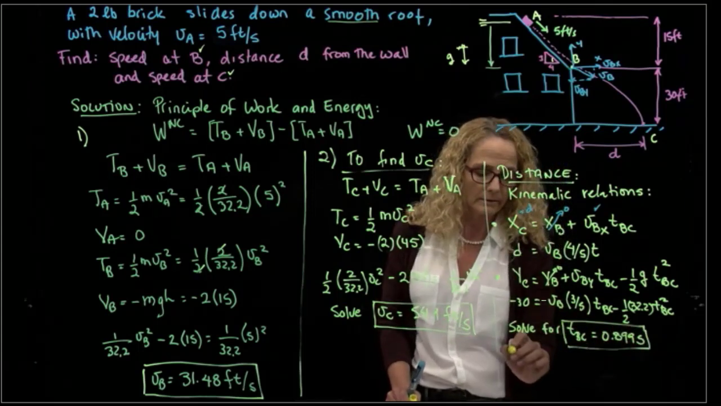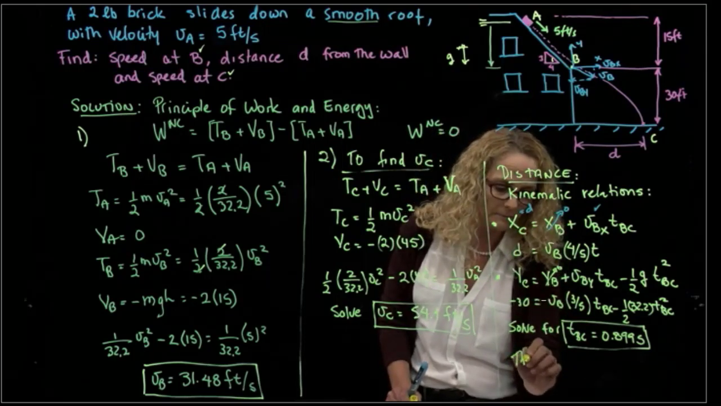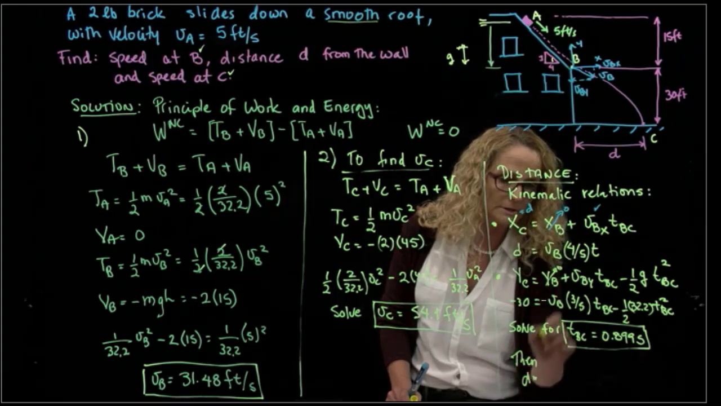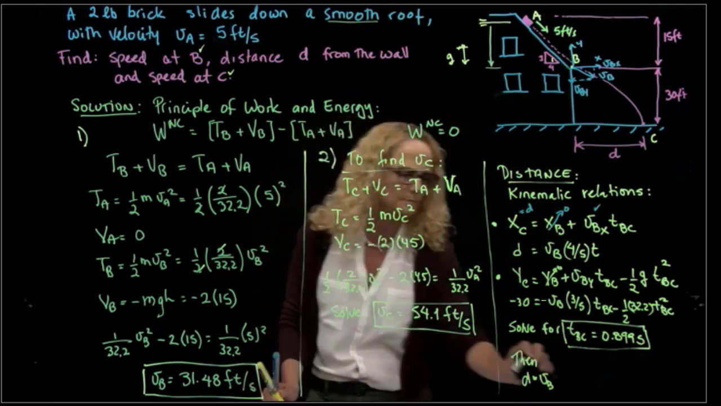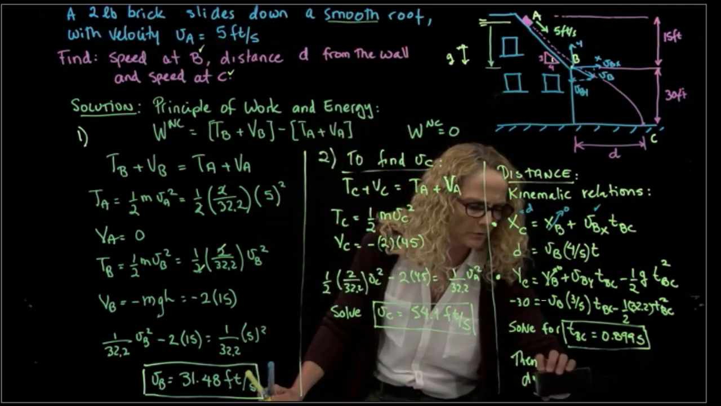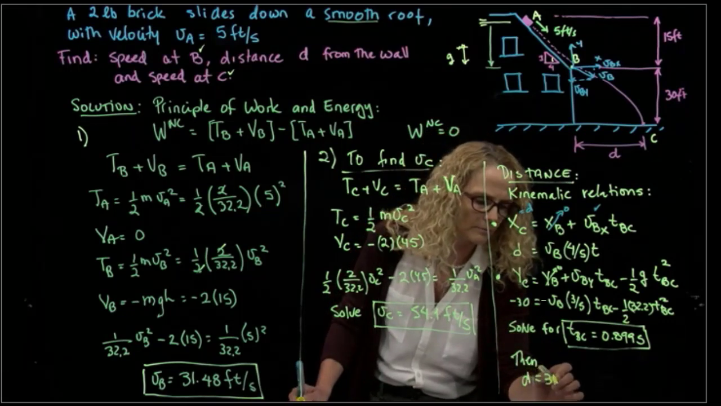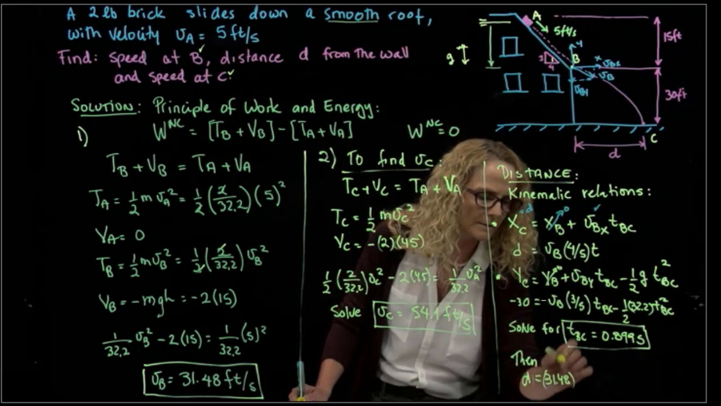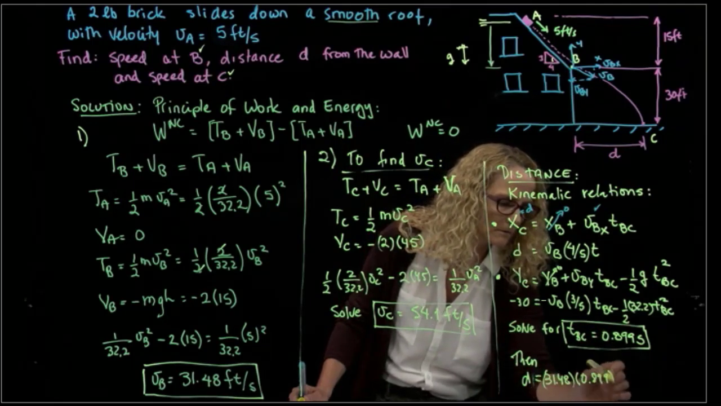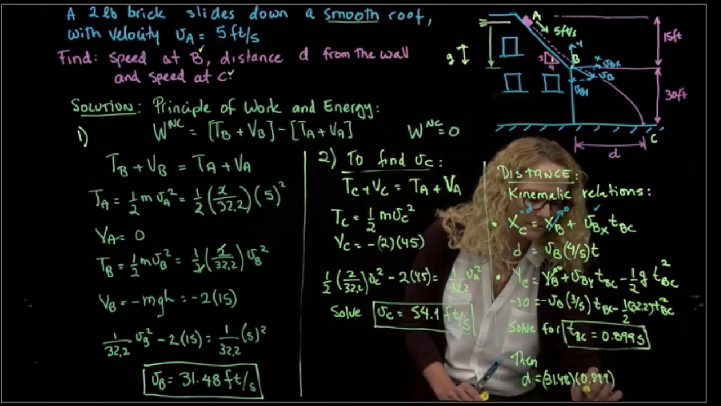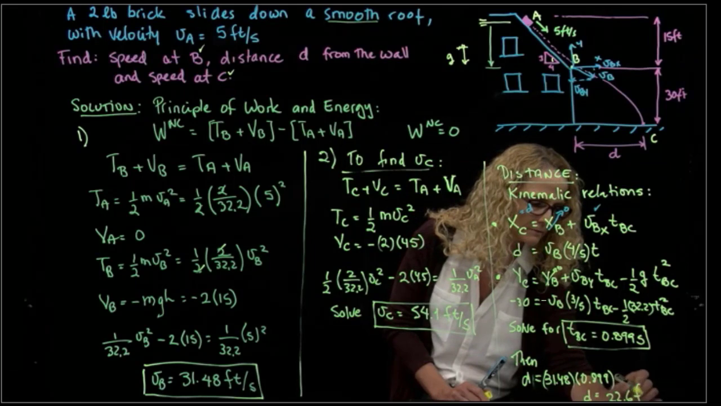And then I substitute that in the first equation. Then d is equal to Vx. I'm going to already substitute, so you know that I'm using this variable, 31.48 times that time that I just found, and then I get that d is equal to 22.6 feet.